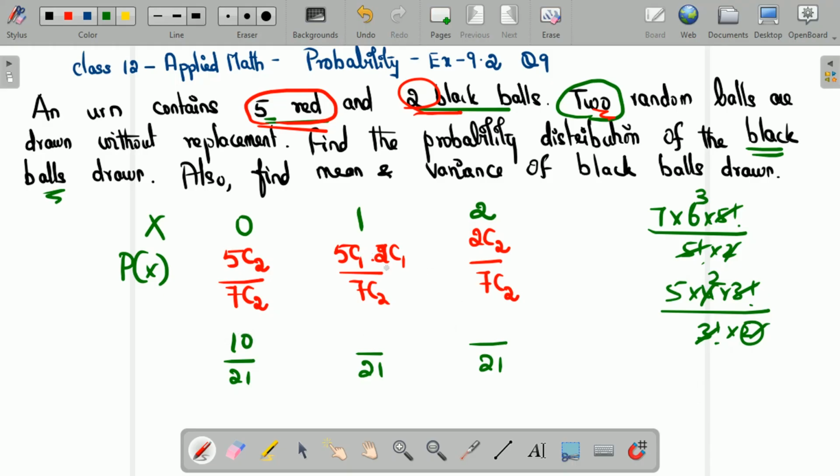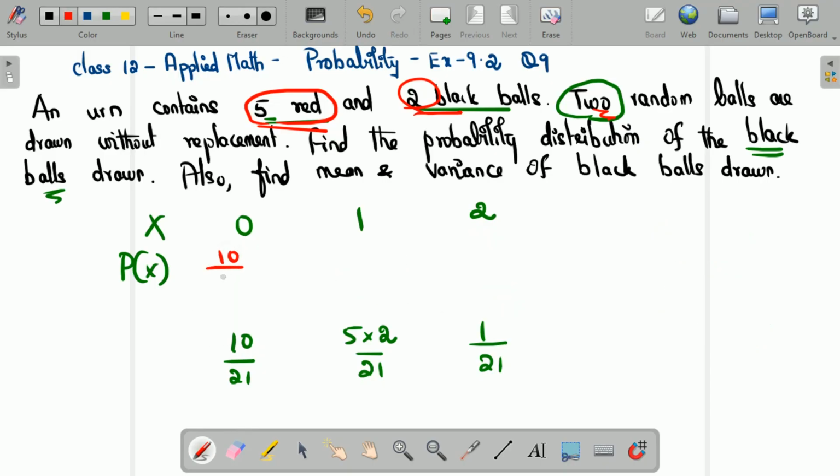Now 5C1 is nothing but 5 because NC1 will be always n. And similarly 2C1 will be equal to 2. And in the last case 2C2, NCN will be equal to 1. So directly I am writing the value here. So now we know the probability distribution. Let's note this value and start to calculate the mean. This is going to be 10 by 21, 10 by 21 and 1 by 21.